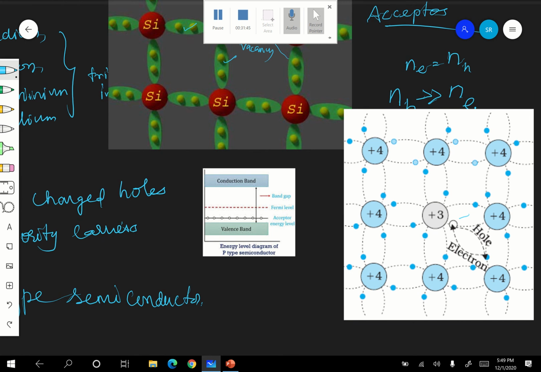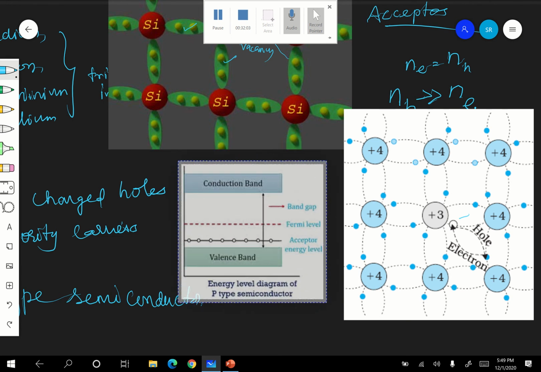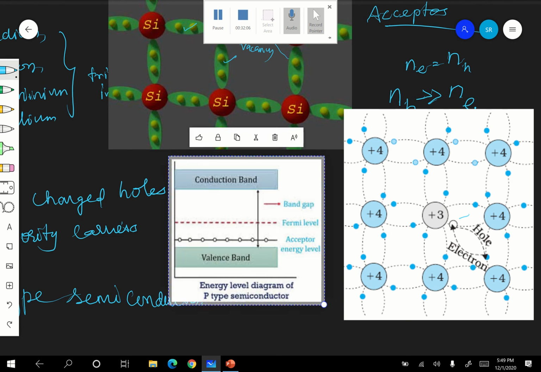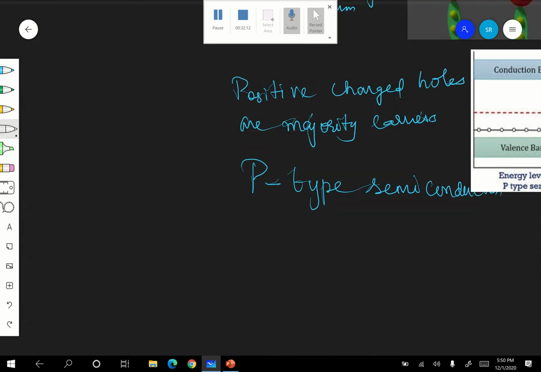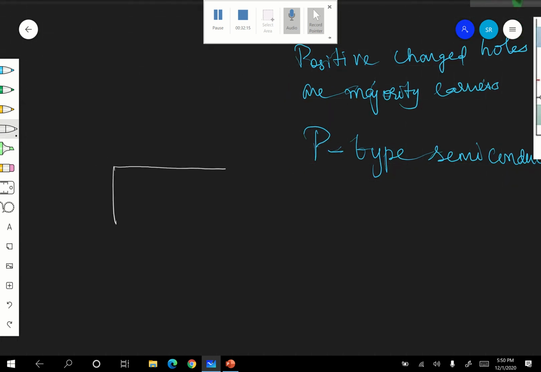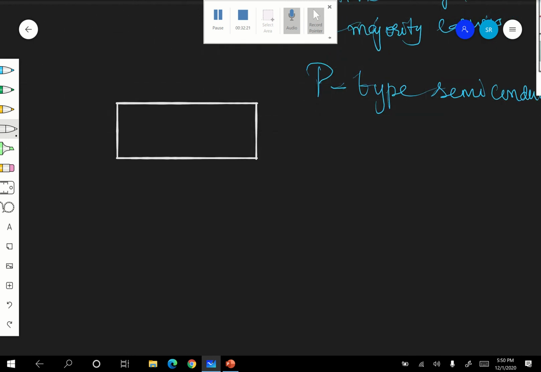Holes in the valence band are mobile. They are the ones contributing to conduction. They are the current carriers: holes in the valence band and electrons in the conduction band. Okay, let me explain with this diagram. Let me draw here: the conduction band is there and the valence band is there, and here are the extra holes which are created because of the addition of trivalent impurity.